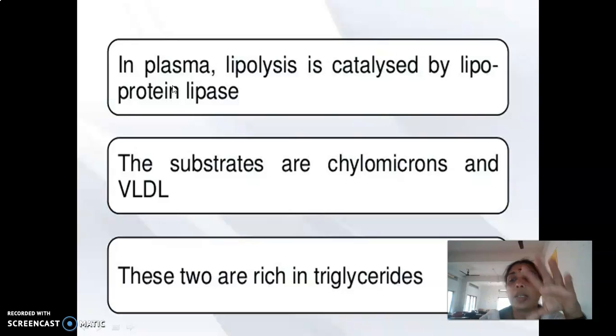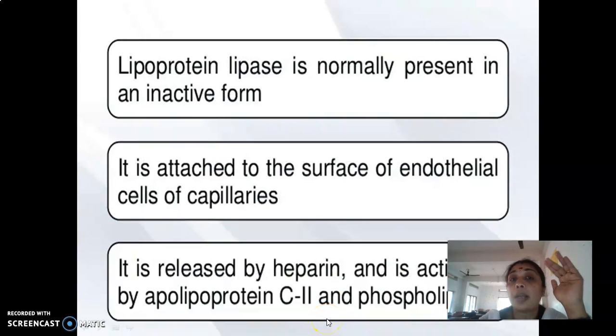The hormone sensitive lipase carries out lipolysis in the tissues, while the lipoprotein lipase carries out lipolysis in the plasma. The substrates are chylomicrons and VLDL, because dietary TG is carried by chylomicrons, while endogenous TG is transported by VLDL. These two are rich in TGs. Of course, it is not only TG; chylomicrons also have cholesterol and phospholipids, but the majority of the space is occupied by TG, because transporting TG is the function of chylomicrons and VLDL. Dietary TG is transported only by chylomicrons, while endogenous TG is transported only by VLDL.